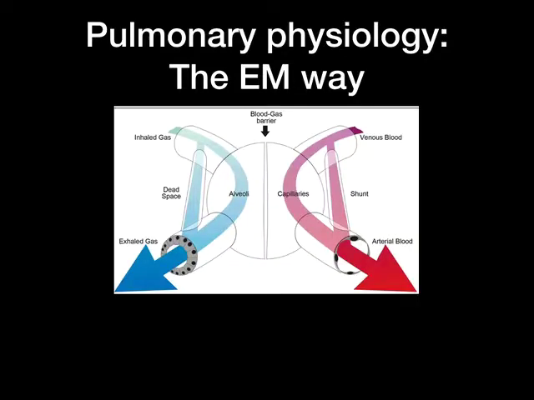All right, now we're going to do pulmonary physiology, but don't worry, we're going to do it the emergency medicine way. So let's think about an idealized alveoli and capillary and where they meet. We start with taking in oxygen and we breathe out CO2. And we do about 4 to 6 liters per minute of this. And that's our ventilation. On the other side is our cardiac output, or perfusion, and that's also about 4 to 6 liters per minute.